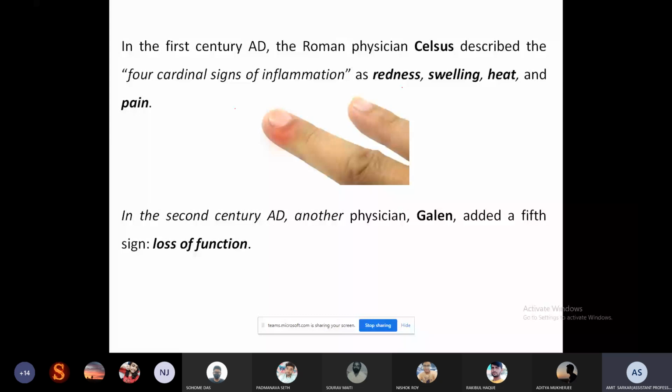But about 100 years later, another physician, known as Galen, added a fifth sign, loss of function. As I was just mentioning, you will not be able to move your finger properly. I'm only talking about the finger because I have taken this example. So the 5 cardinal signs of inflammation are redness, swelling, heat, pain, and loss of function.